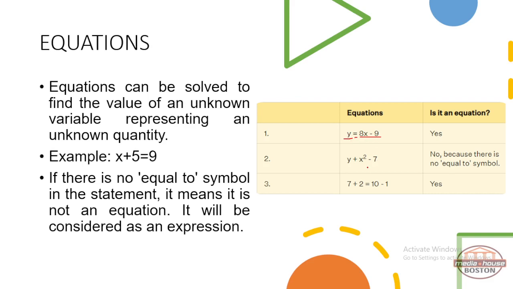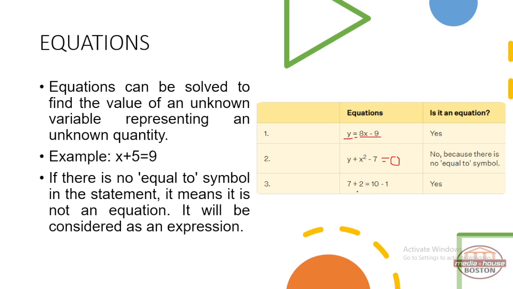And on the second one, you will notice that we do not actually have an equal sign, but we have y plus x squared minus 7. So this will not become an equation until there is an equal sign. If we put an equal sign and say 0, this will qualify it to be an equation, because now we are saying that everything on the left side will equal something on the right side, which is 0, meaning that the values of x and y, once found, will add up to a final answer of 0.